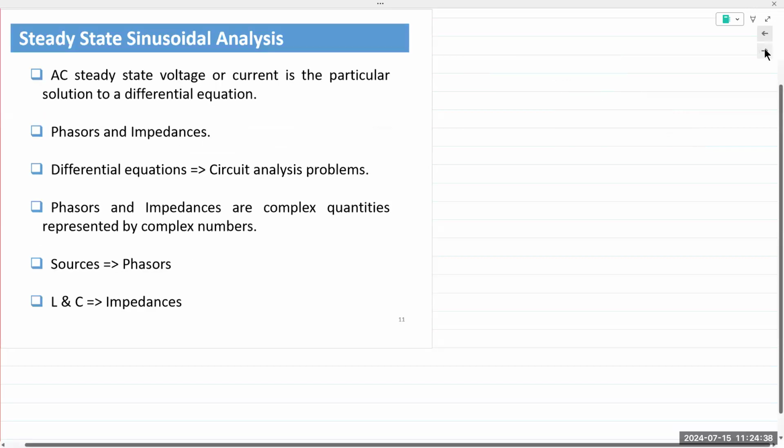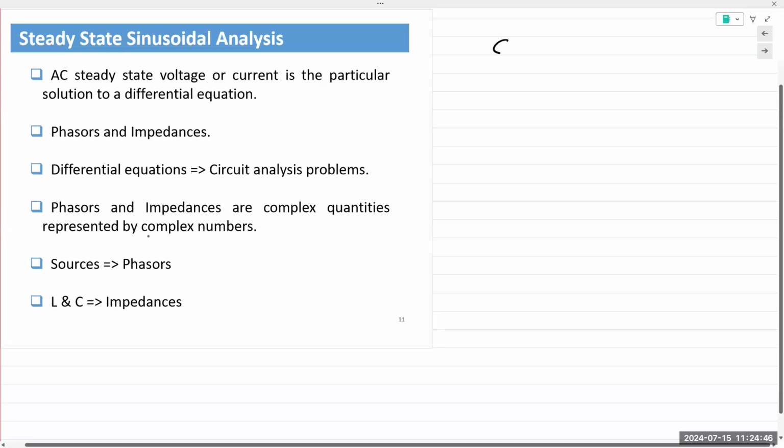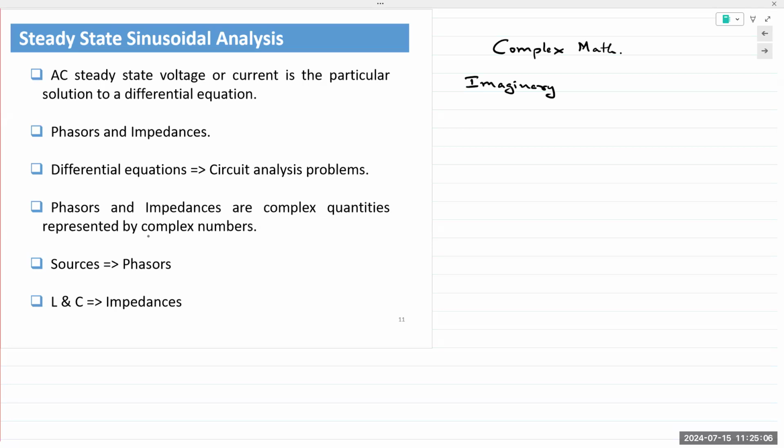So mathematically, what we are going to do is use complex number math. Complex math or complex number math. And we're going to use the imaginary number. How many of you have used the imaginary number, complex math, in your own engineering fields? Some of you may have, some of you may not. It is not specific to electrical engineering, obviously. Imaginary number is a mathematical concept. It is not imaginary in real life. Okay, it is not imaginary.